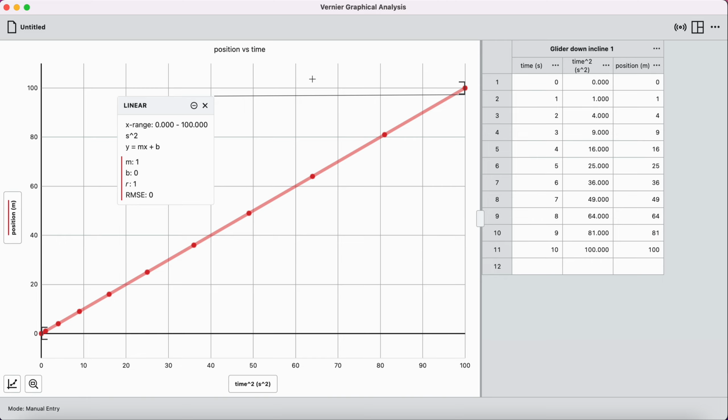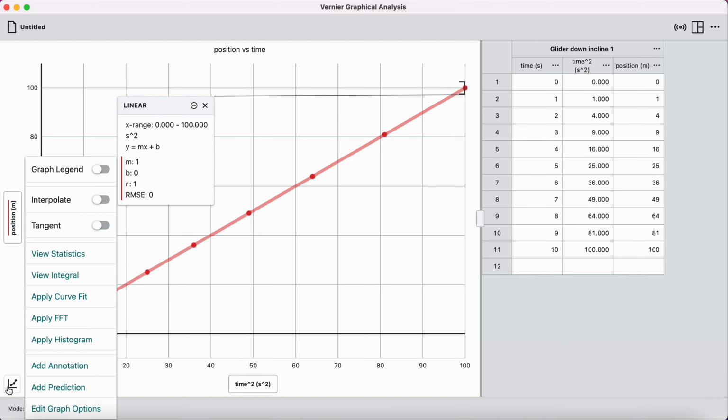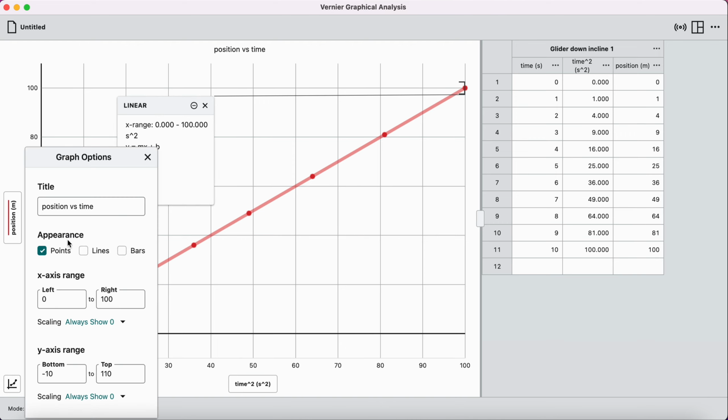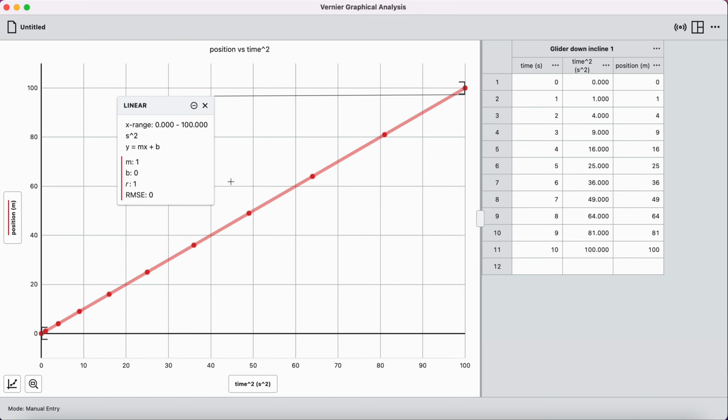The title here is wrong now. I need to fix the title. So graph options, edit graph options, position versus time. On that horizontal axis, I now have time squared. It's easy to forget that. You'll notice I almost forgot that in the video here, but I will be looking for that when grading graphs. And so you need to make sure your title accurately reflects what's plotted there. Don't forget to change it.